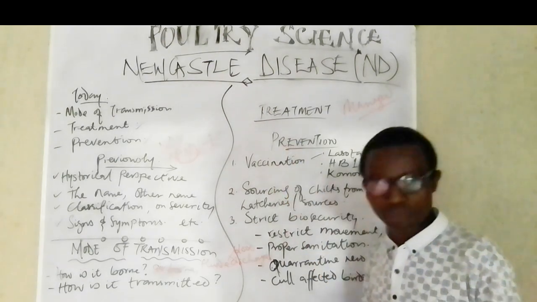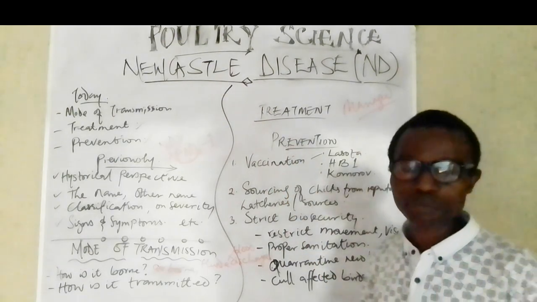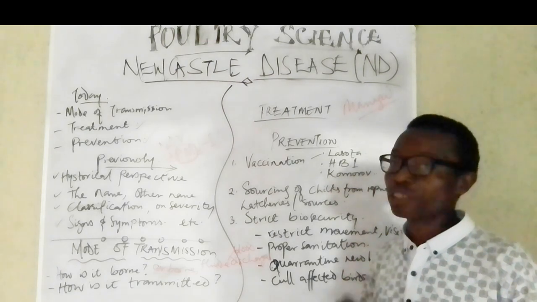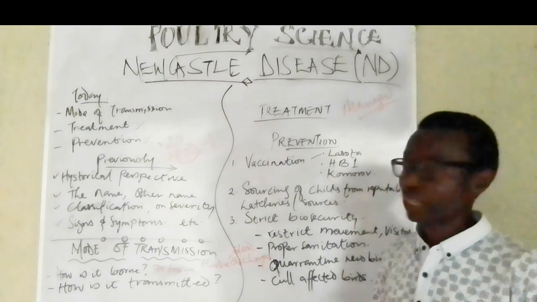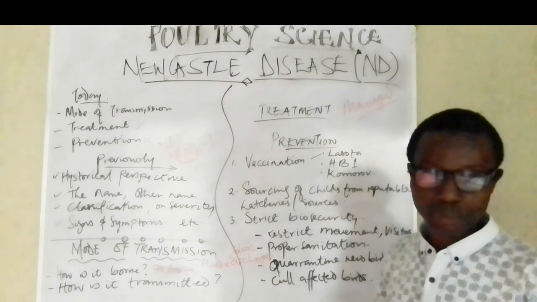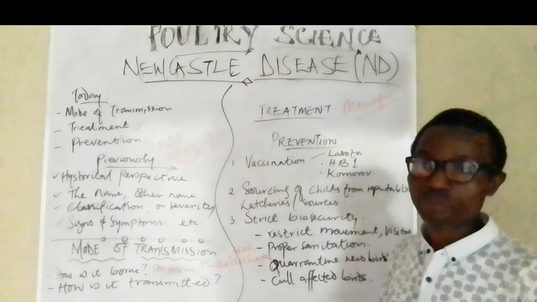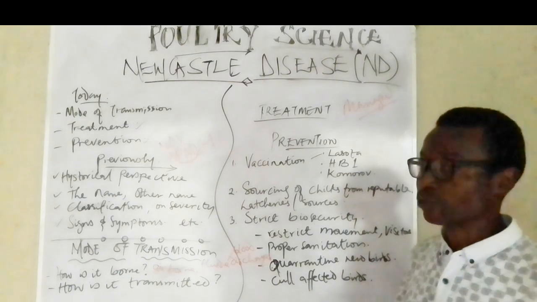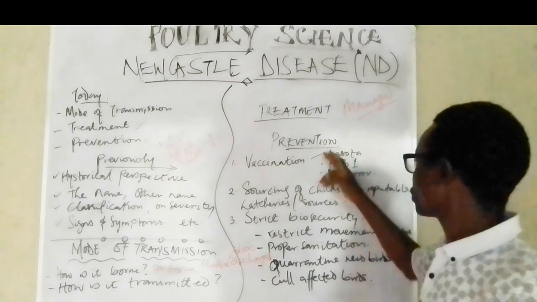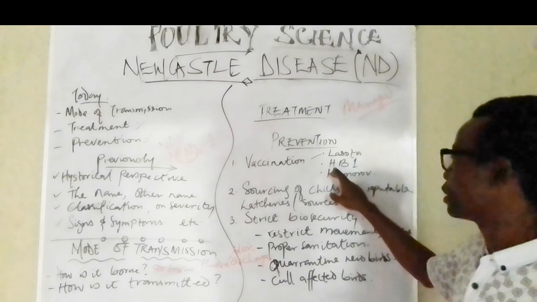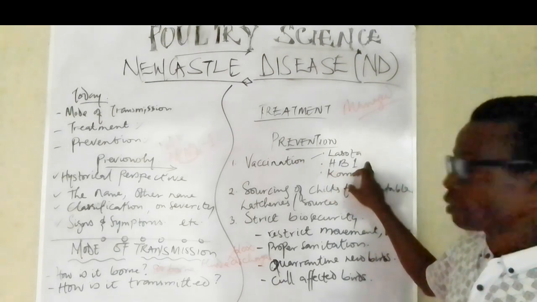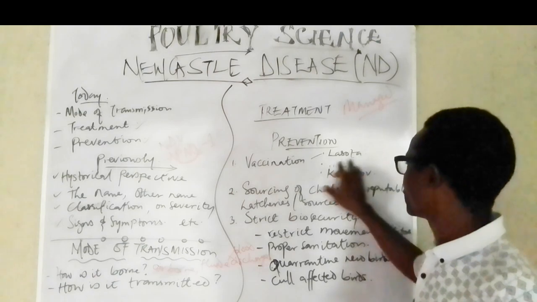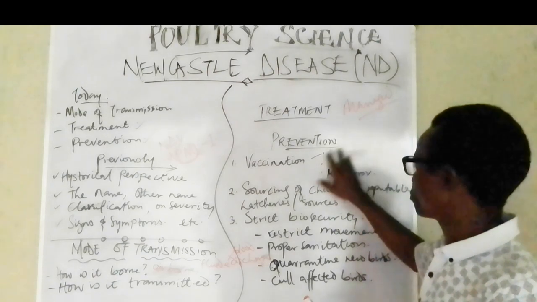Now let's go into prevention. Prevention, they say, is better than cure. Absolutely, because sometimes by the time you begin to cure, you're already spending money, which is an expense. Now vaccination is important. Vaccination is key. You vaccinate the birds early, and you start from day old. Now this is Lasota. You have the Hitchner B1 vaccine, and also you have Komarov. Now let me put them in the right order. Hitchner B should come first before Lasota.